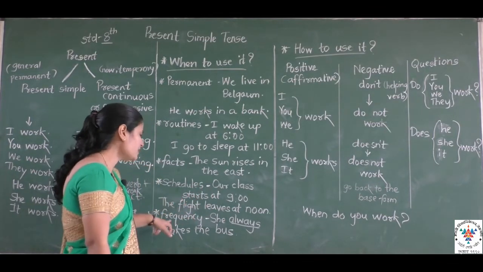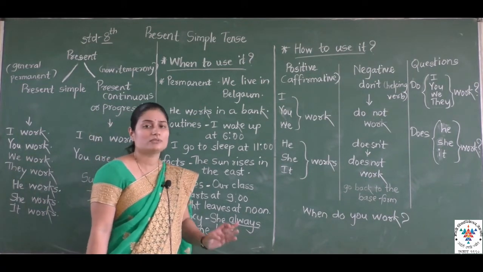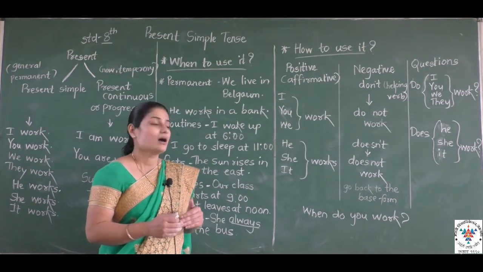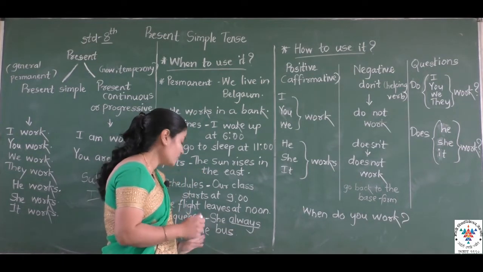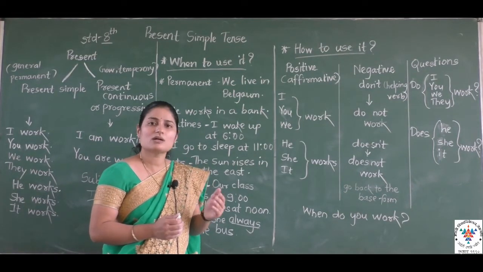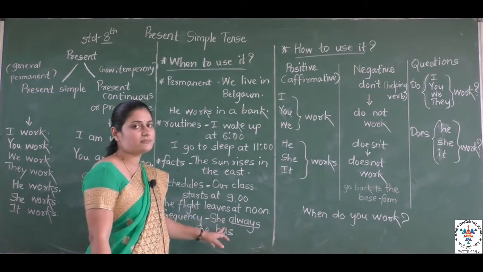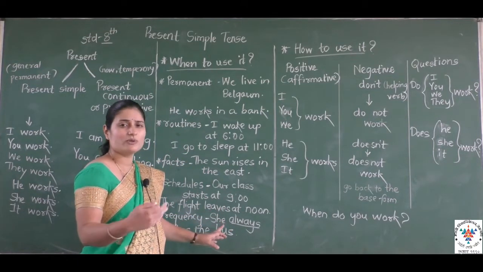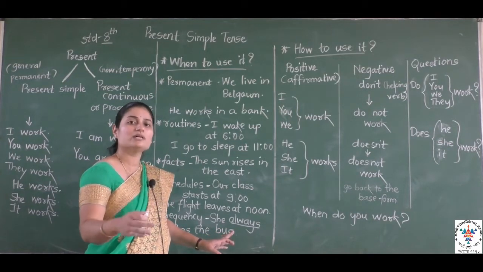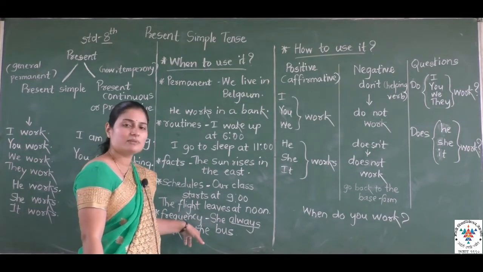And the last, frequency. Here adverbs of time are used. In English, when we describe a verb, some words are used. Those are called adverbs. When you are using those adverbs, present simple tense is used, or frequency, to tell how many times that action is going on, or how many times that person is doing that action. That time also simple present tense is used.